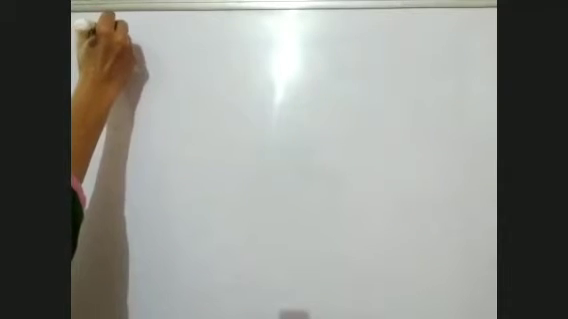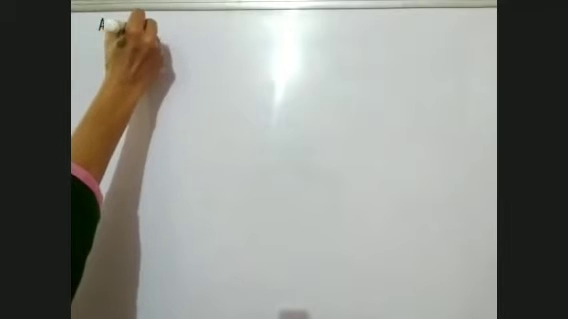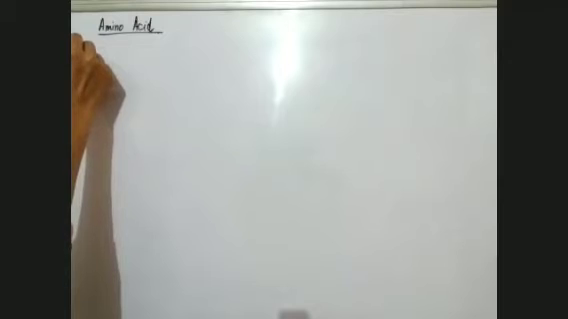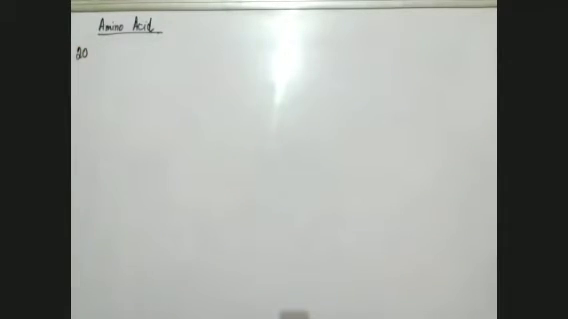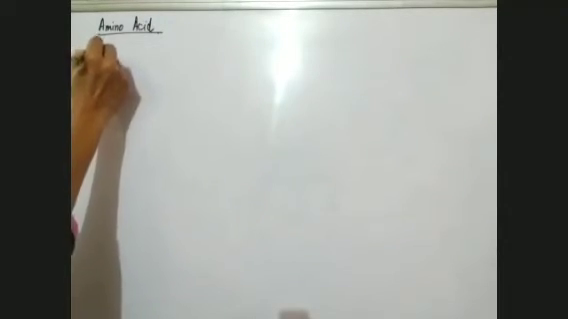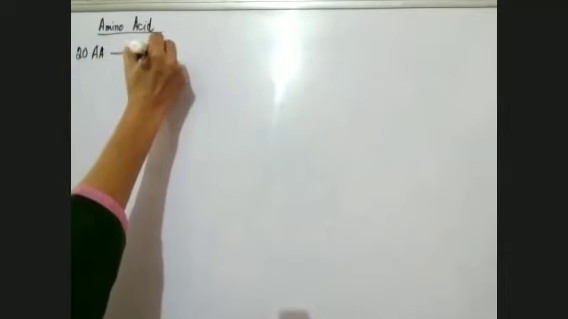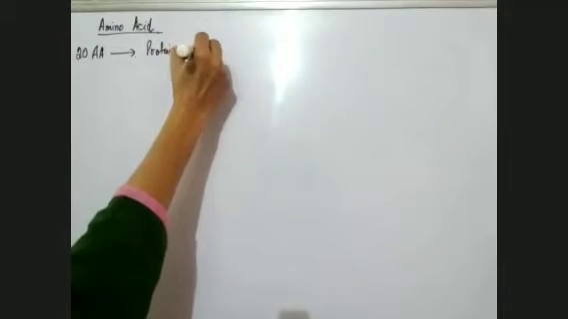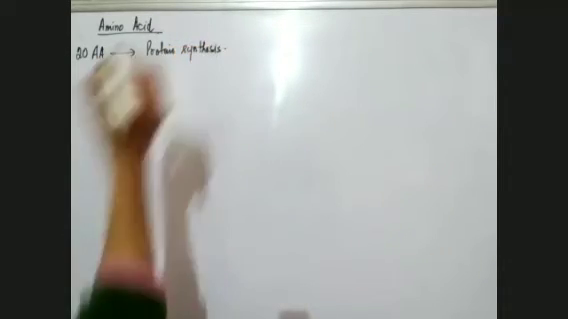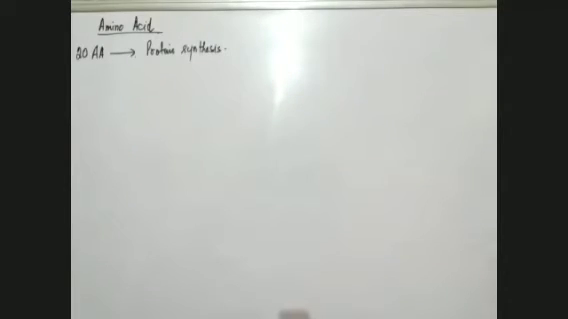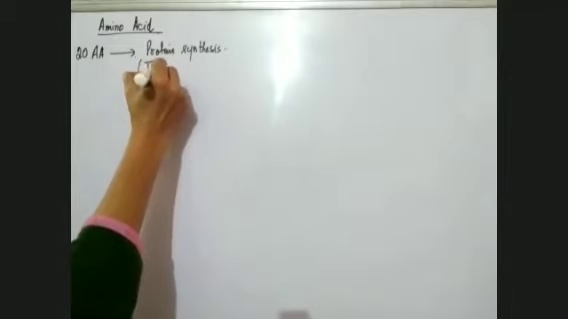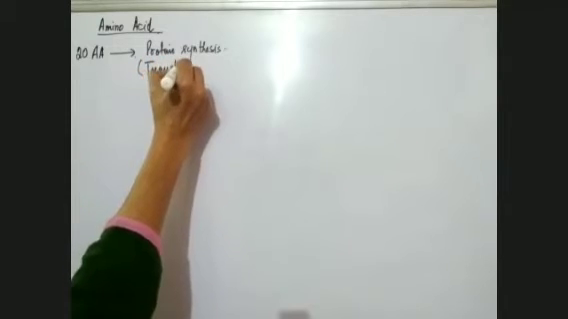I was telling you about the amino acids, which are monomers or units of proteins. So there are 20 amino acids, I'm writing AA, which are involved in the process of protein synthesis, and this process of protein synthesis is translation. We will study this in class 12, translation.